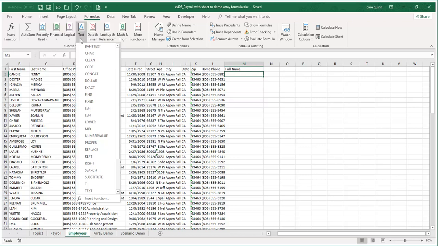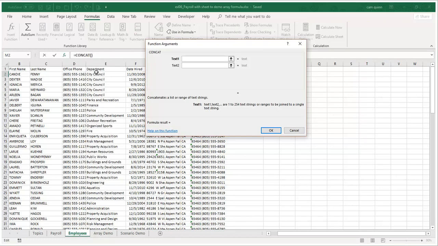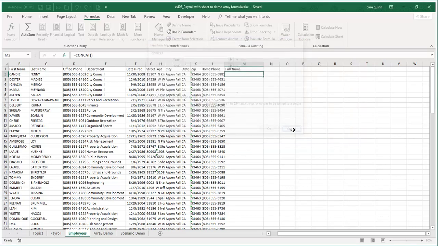Now, this is one of the things you've got to be careful with. I'm currently running at home with Office 365. In Office 365, the concatenate function has been replaced with the concat function. So the concat function does the same thing as concatenate. You can use either. If you have an older version of Excel, you may not have concat. You may have the function called concatenate.